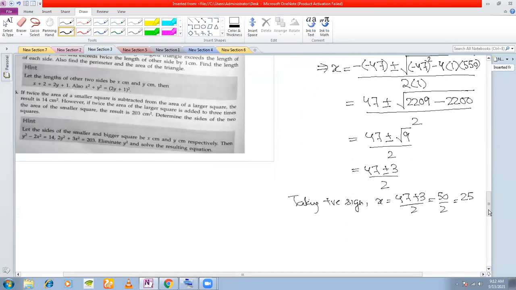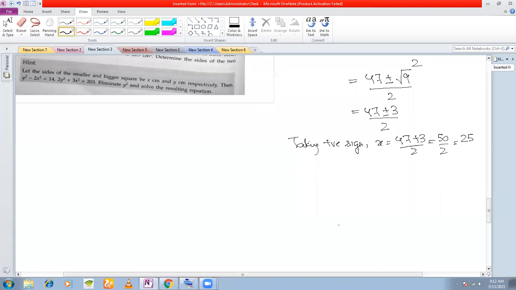And the other is 47 minus 3 divided by 2, which is 44 by 2, which is 22. Okay, so these two you are getting. Now the question is which one should it be? Which value should you take? Both are positive. Both can be correct, because if you had got one as a negative number, you could have rejected it, but both you are getting as positive.